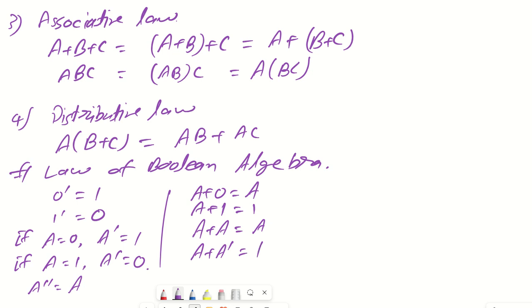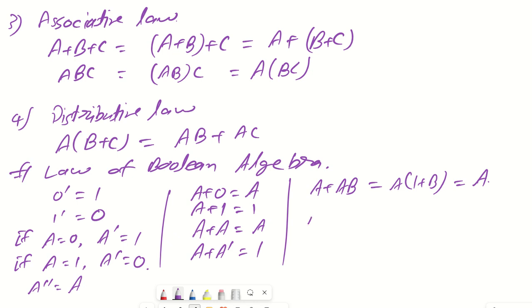Either a can be 0, then a prime will become 1. So this is how you will be having a plus a prime as 1. Now one very important result is a plus ab. So a plus ab is nothing but, can I take a as common? So it is going to be a times 1 plus b, right? And 1 plus b, because here it is remaining 1, so 1 plus b is 1, so it is going to give you a. Understood? So if you are going to add a plus ab, you are going to get the result as a.